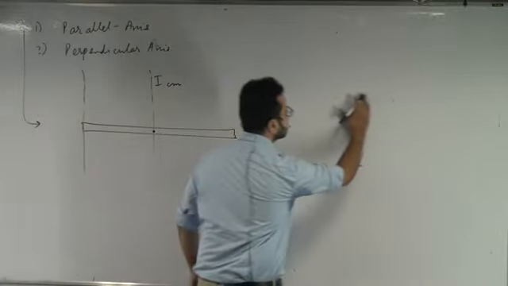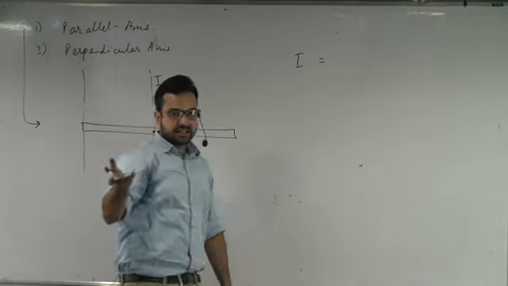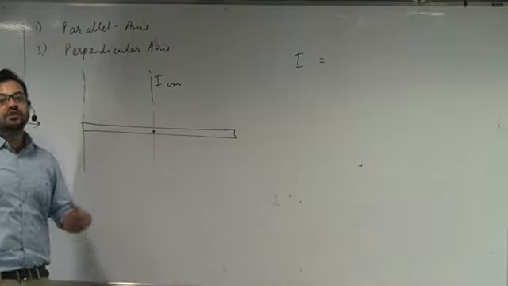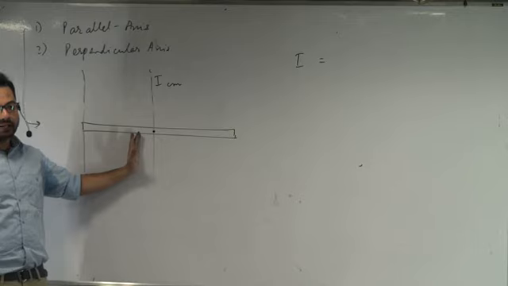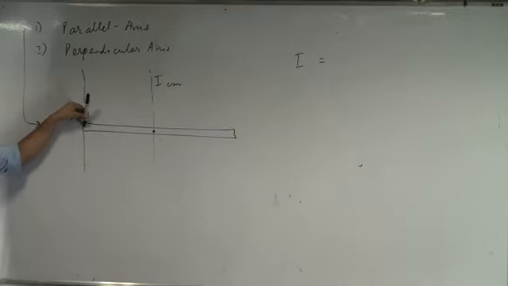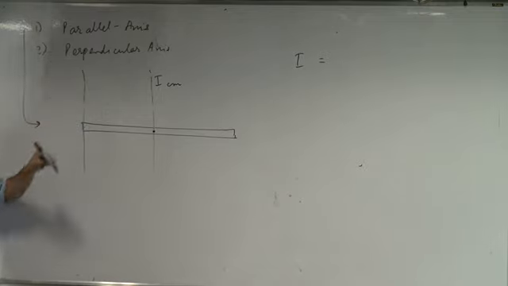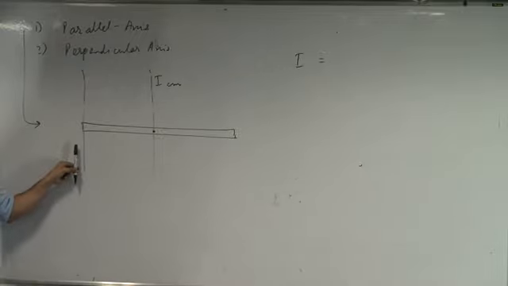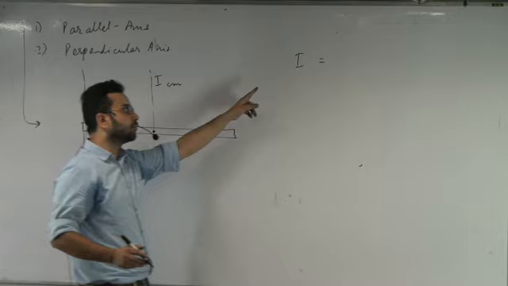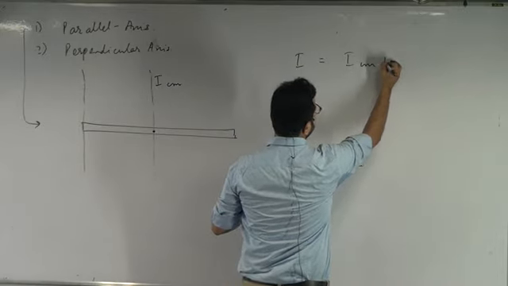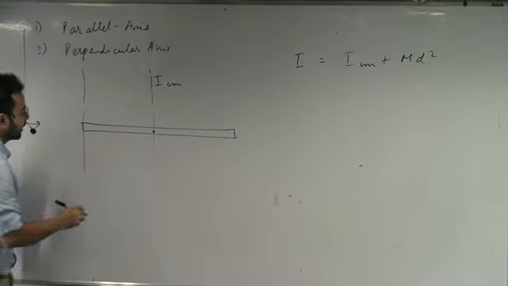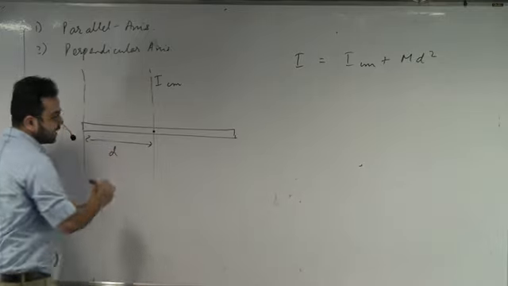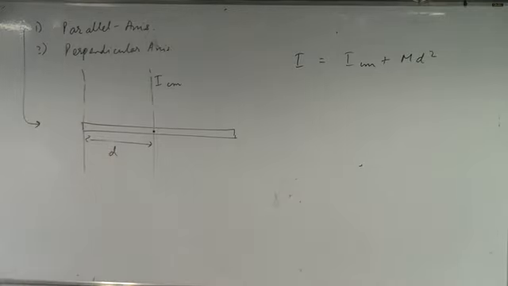What does the parallel axis theorem say? The moment of inertia about any other axis which is parallel to this axis, that is why the name is parallel axis theorem. I cannot apply the parallel axis theorem on an axis which is going like this, because these two lines are not parallel. So both axes have to be parallel. Then the moment of inertia would be equal to I_CM plus md square. And what is d? d is the perpendicular distance between those two axes.